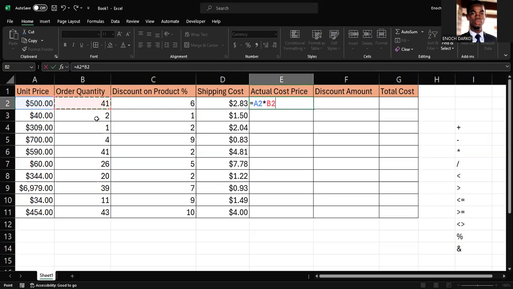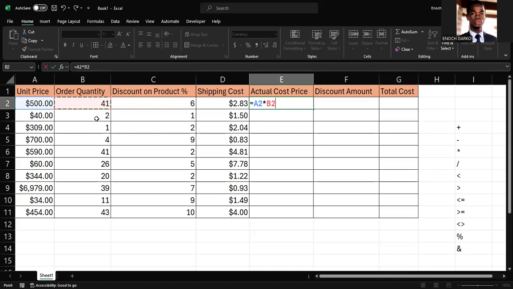Somebody might ask, why don't we just type the 500 and 41? Yes, it will give you the same answer, but don't forget you'll be having about 100,000 rows to calculate for the actual cost price. If you want to type the figures individually, then it wouldn't be useful because it will be very tedious. So we use a cell reference instead of the values. Excel goes to the cell, looks at the value there, picks it, then you multiply.